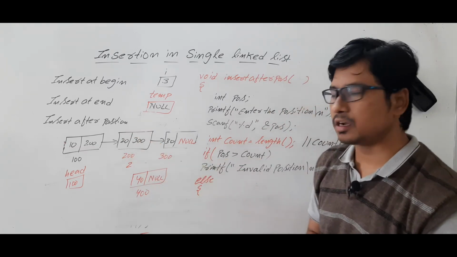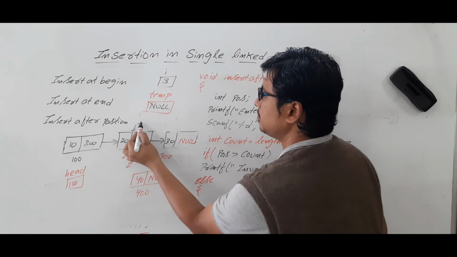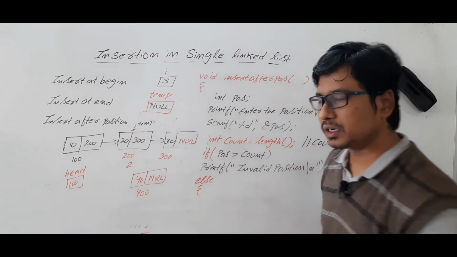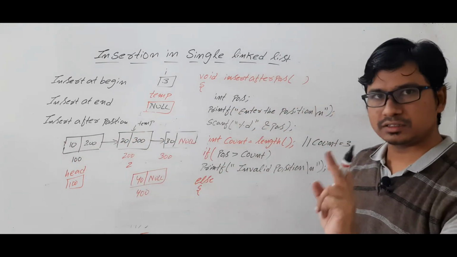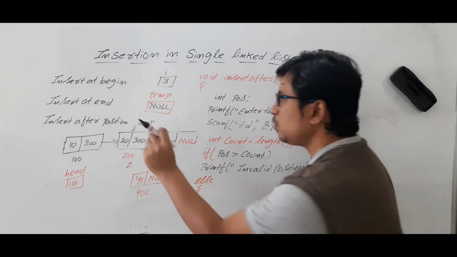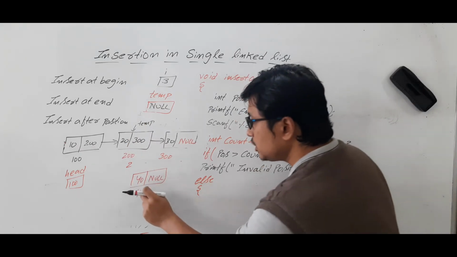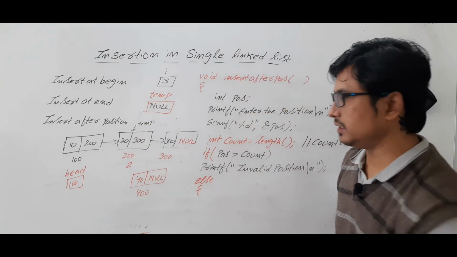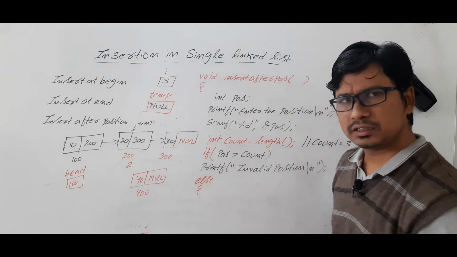Am I right? So now what you have to do? You need to traverse up to here. Suppose you have taken a variable called temp. Something you are taking. You are traversing from the starting and coming up to here. That is the first logic you need to do. Then what you have to do? Temp of next is equal to 400 you have to write. So now you are getting 400. Is it clear?